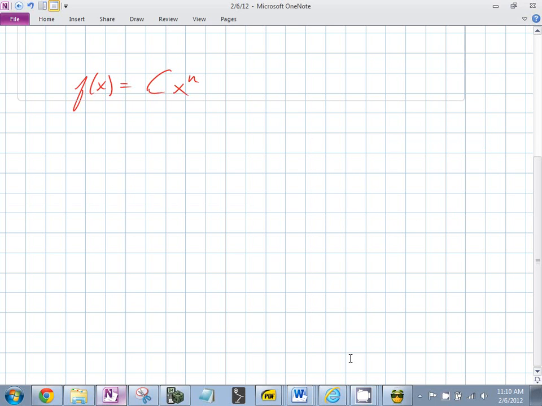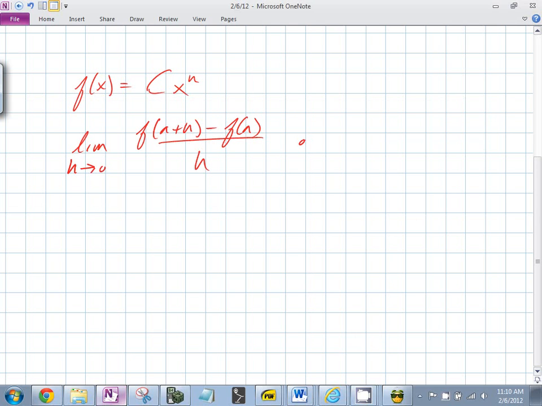We would do the limit as h goes to 0 of what? f of a plus h minus f of a, all over h. Or the limit as x goes to a of f of x minus f of a, all over x minus a.